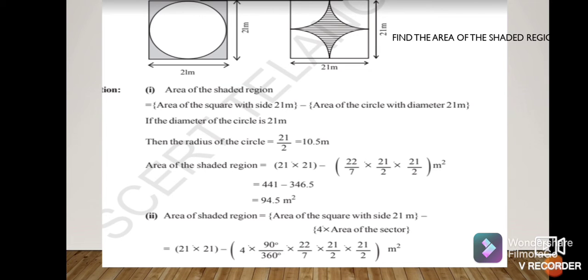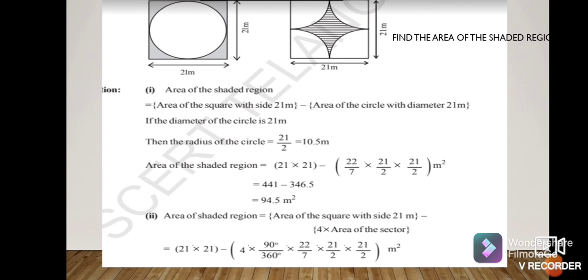Okay. Now in the other sum, area of the shaded region. In this sum we have a square and at its four corners we have four sectors. That means we have four quadrants. So the area of that shaded region can be found by simply subtracting the areas of the four sectors from the area of the square.